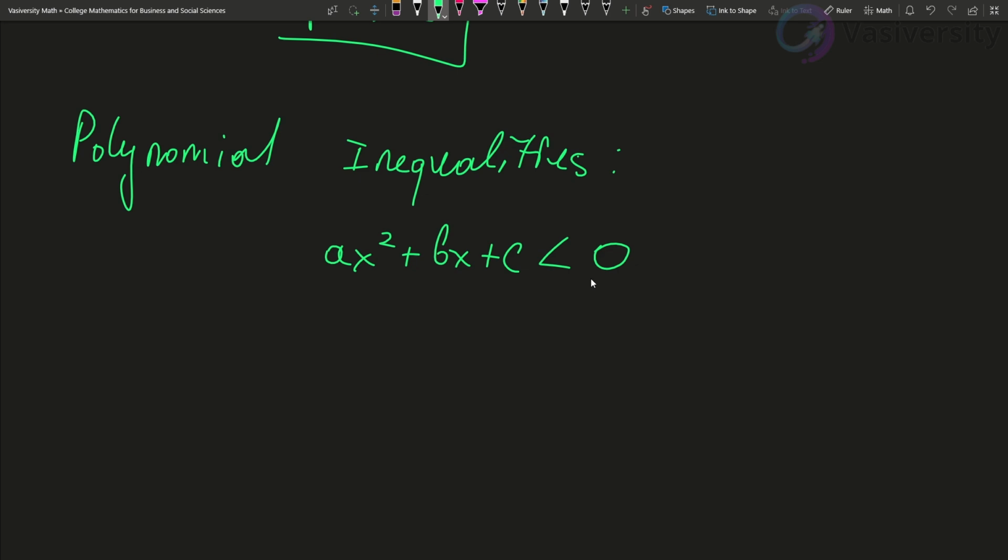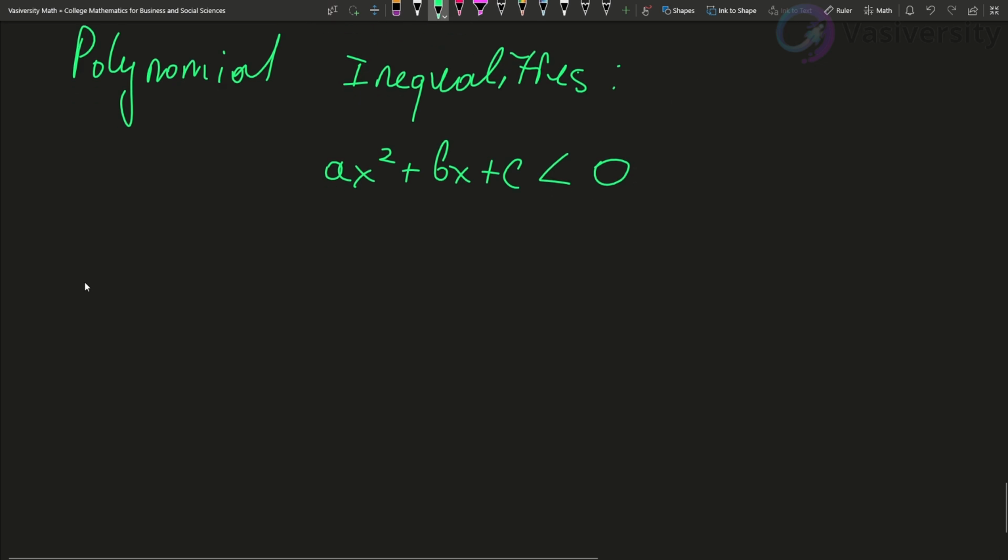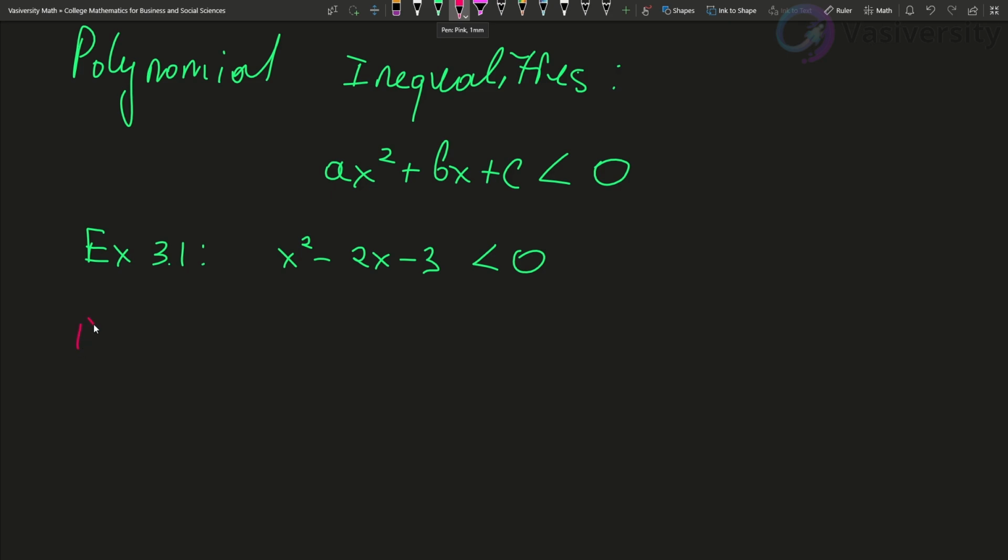And of course, it's going to be changing signs as we are going through the roots of the equation. So as we go through the zeros of the equality. In this case, let's take a look at a more concrete example. So example 3.1, and that example is going to be x squared minus 2x minus 3 is less than 0. Right, so the first step that we're going to take is to say x squared minus 2x minus 3 is equal to 0 because we want to solve it.